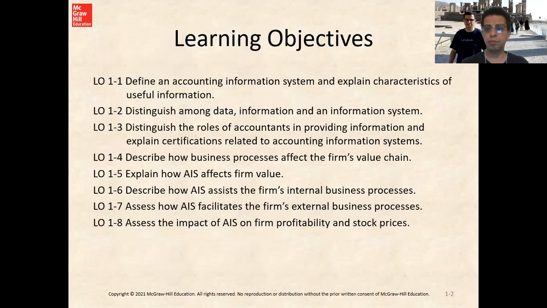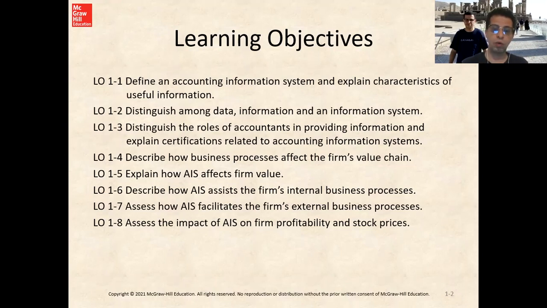Now, the learning objectives here are: first, we define an accounting information system and explain the characteristics of useful information. Then we distinguish among data, information, and information systems. Then we distinguish the roles of accountants in providing information, and we explain the certifications related to accounting information systems. We will describe how business processes affect the firm's value chain.